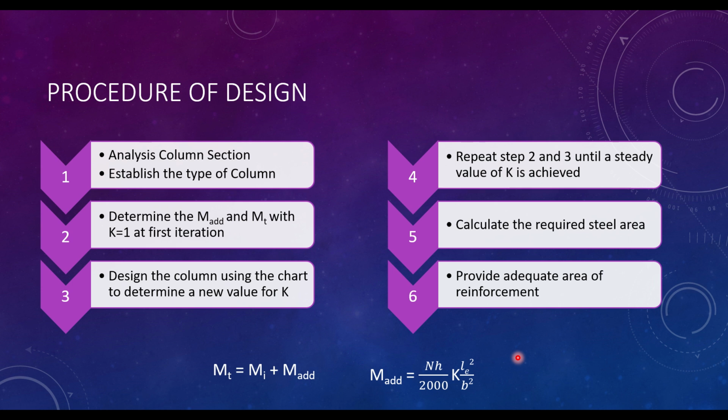So once you determine your M add, you now add it to the initial moment to get your M total. Then with this, you can now calculate the value of required area of reinforcement. So let's now take an example.